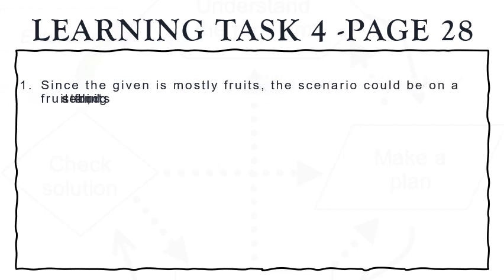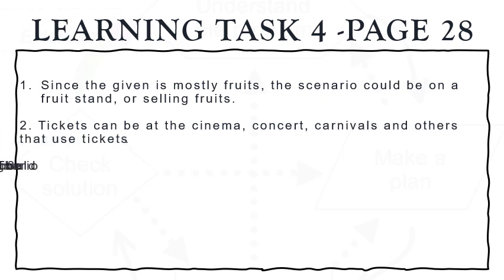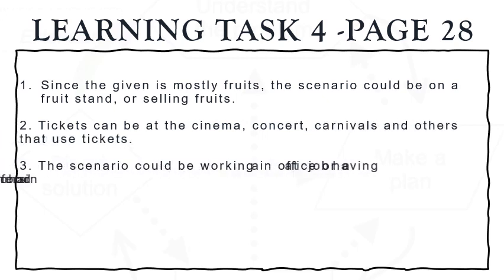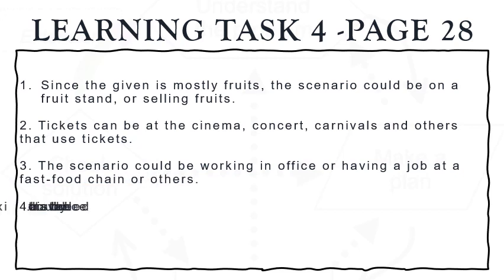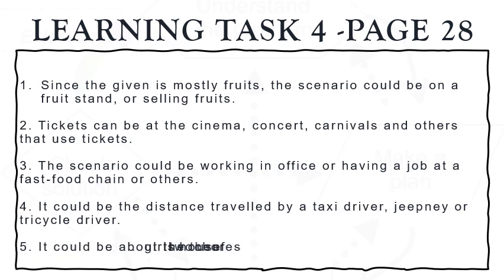These are the possible scenarios that you can use in building your own word problem. You can use this as your guide or you can have your own scenario. Make sure that the given facts are related to the scenario. Since the given is mostly fruits, the scenario could be on a fruit stand, or selling fruits. 2. Tickets can be at the cinema, concert, carnivals, and others that use tickets. 3. The scenario could be working in an office or having a job at a fast food chain or others. 4. It could be the distance traveled by a taxi driver, jeepney, or tricycle driver. 5. It could be about.